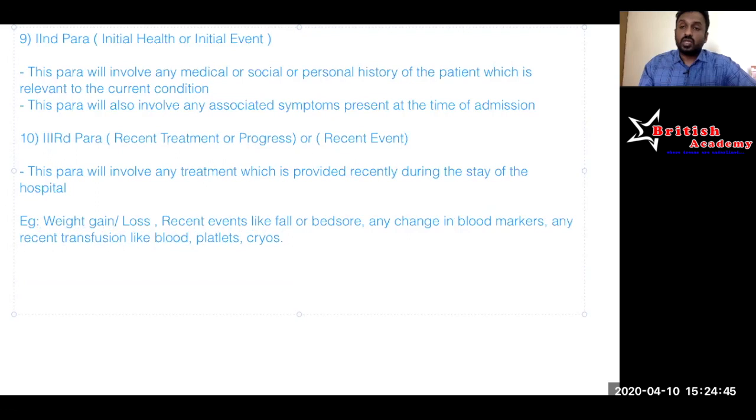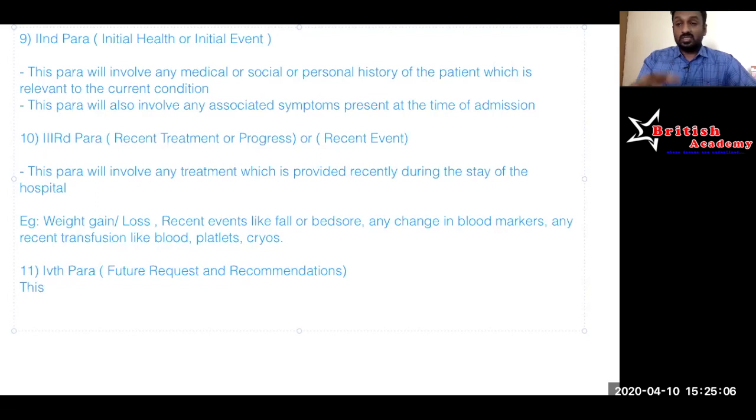At the end of this lecture, I'll tell you where to place the information based on which situation. This is something very important. The 11th one is your fourth para. I'll leave one line. The fourth paragraph is called future request and recommendations.